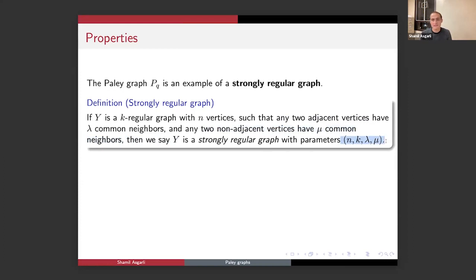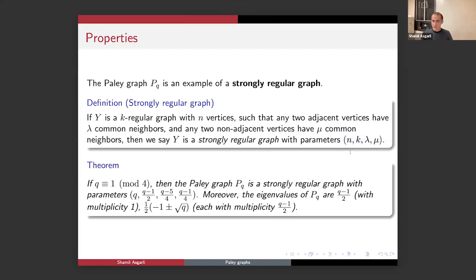Strongly regular graphs are one of the widely, intensely studied subfields in algebraic graph theory, and Paley graphs happen to be one of them. In particular, here's the result. If q is equal to 1 modulo 4, the Paley graph is a strongly regular graph with the following parameters. Remember, q is the number of vertices in the graph, and (q minus 1) over 2 is the k here, the k-regular part. So this is the vertex degree for every vertex.